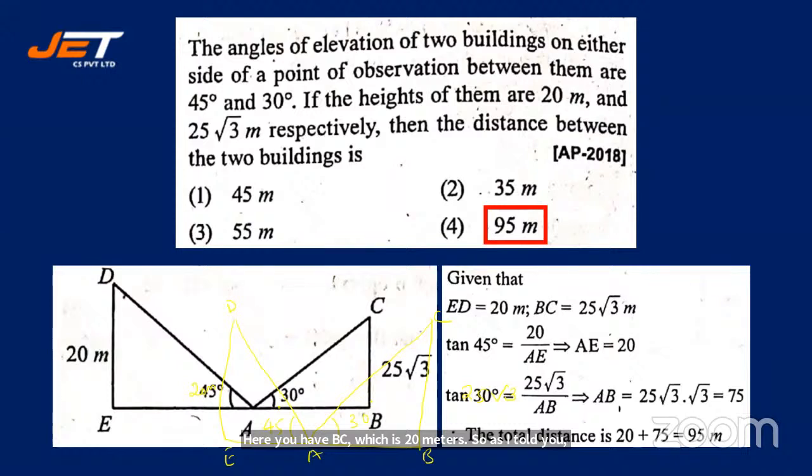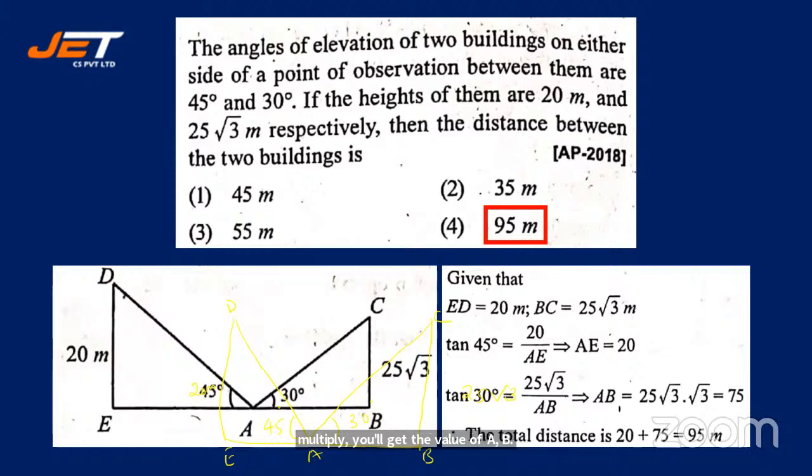All right. So what is 20? Opposite side by base is AE. So just cross multiply, you get the value of AE as 20, right? And the other one, it is tan 30, which is opposite side, that is 25 root 3 by base AB. So cross multiply, you'll get the value of AB to be 75.